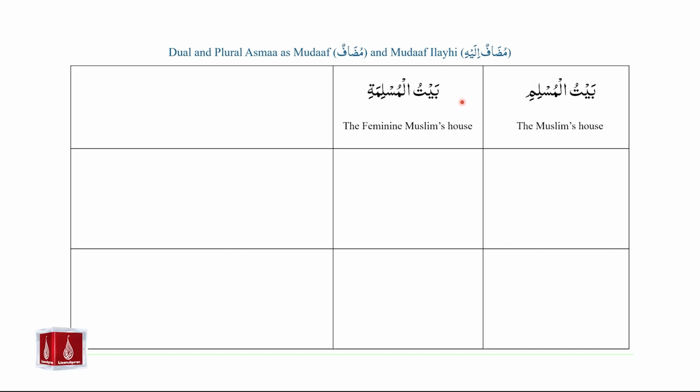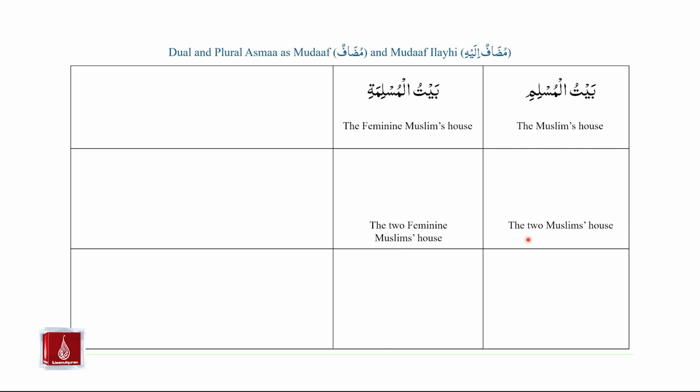The feminine version, the female Muslim's house or the feminine Muslim's house, will be Baitul Muslimati. Again, Baitu, there is no al, there is no tanween. It satisfies the requirement for mudaf, and al-Muslimati is majroor, or it is in the jar status, which will be the case for mudaf ilayh. What if we want to talk about the two Muslims' house or the two feminine Muslims' house?